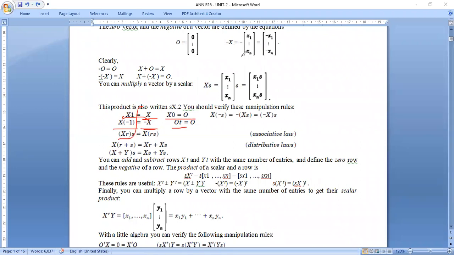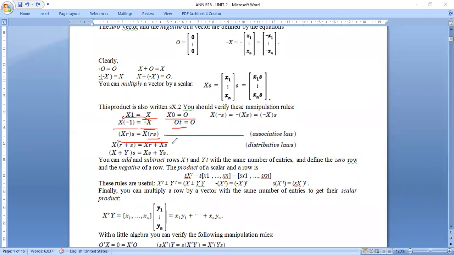Previously we have seen one law, that is the associative law. In the same manner, here you have x into r into s. You may write it like this also: x into rs. And you already know that this is the associative law.